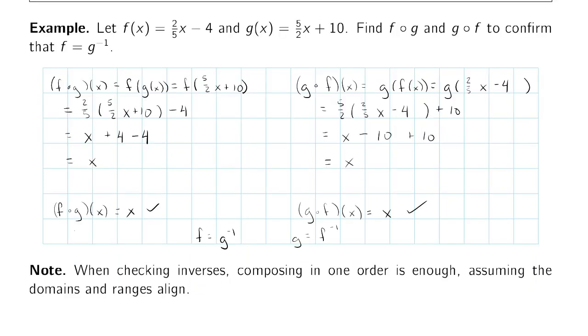And assuming the domains and ranges line up with each other, so assuming the domain of f is the same as the range of g, and the range of f is the same as the domain of g, when we're checking for inverses, it's enough to compose in one direction. If it works out in one direction and the domains and ranges line up, it's going to work in the other direction as well.